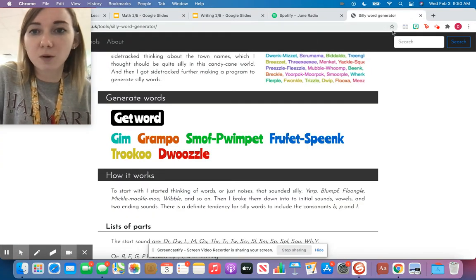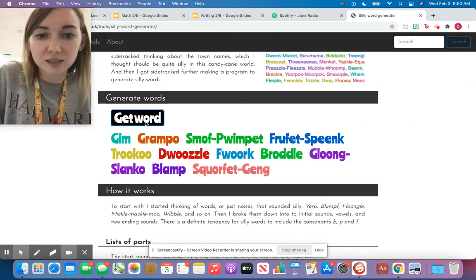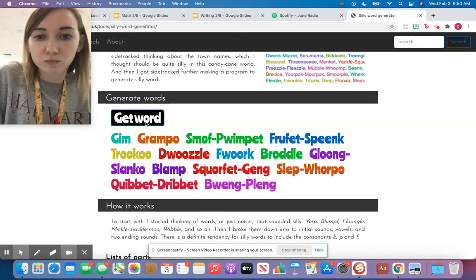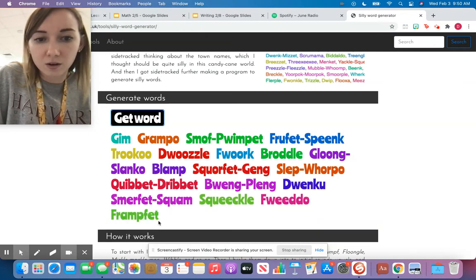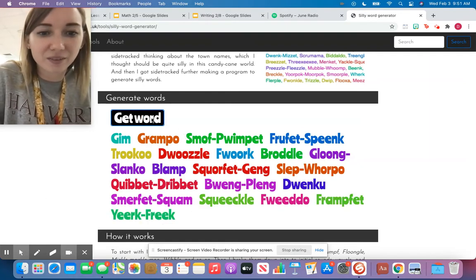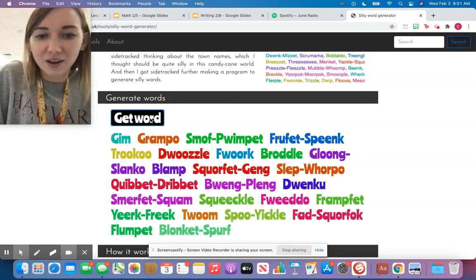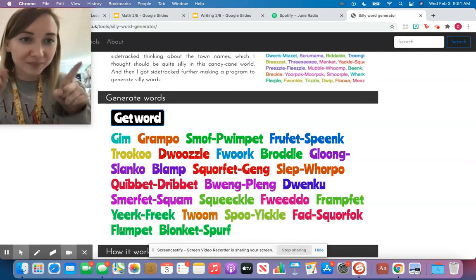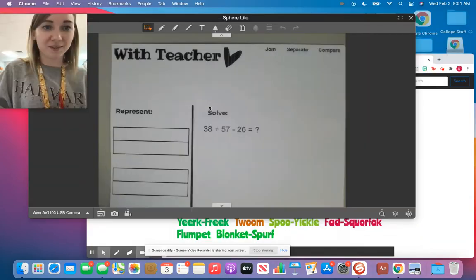So I'm going to go to the silly word generator, and I'm going to generate words until I see one that I like. So these are some really, really silly ones. And what about Frampfet? Yeah. No, not feeling it. A twoom. What do y'all think about twoom? Nah, move on. Okay. Oh, flumpet. Flumpet. That's the one. That's the word for me. So I am going to write a problem about flumpets.